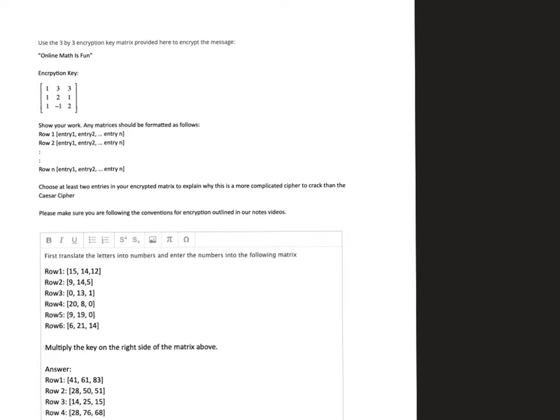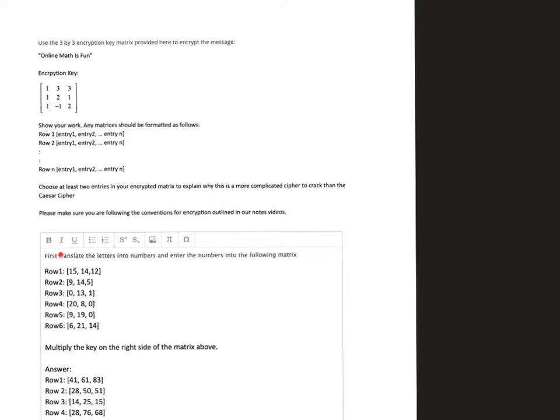And then the other application that we did at the end of the chapter was encrypting and decrypting messages. And so just like in the homework, just like on the test tomorrow, you're going to have one question where you're encrypting, one question where you're decrypting. So this is our encryption question. It says use the given 3x3 matrix to encrypt the message. So here's our message, online math is fun. Here's the given encryption key. And so it says show your work. Any matrices should be formatted in that same formatting technique.